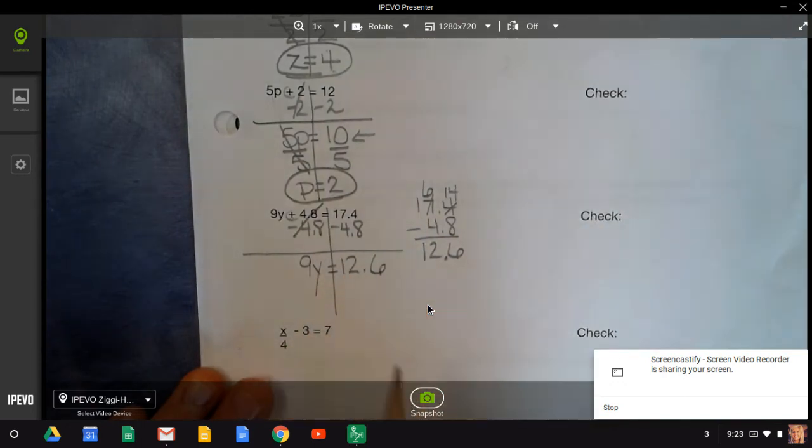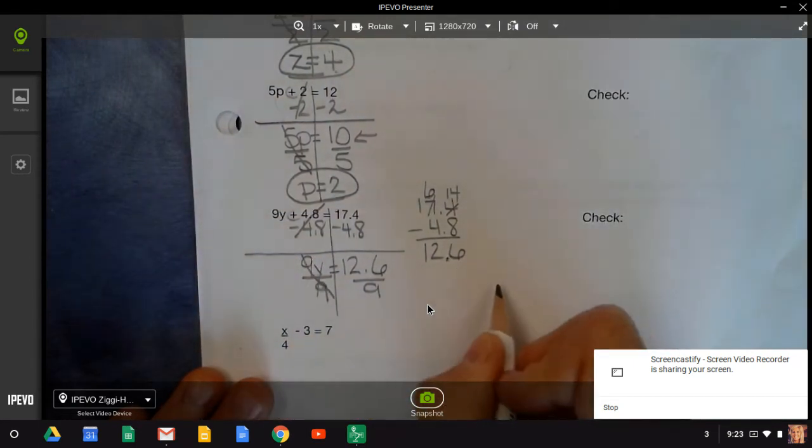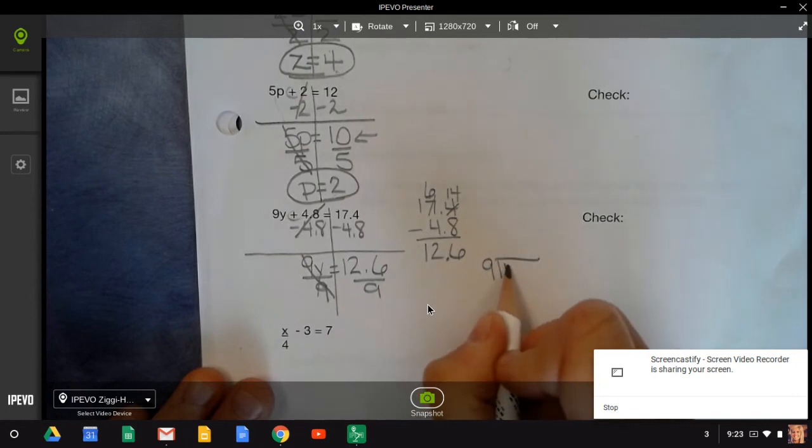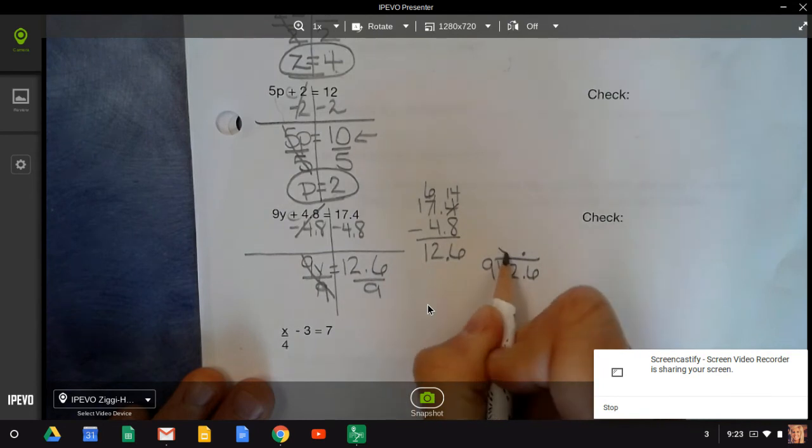The next step is to get y by itself, so we need to divide by 9. Okay, 9 goes into 12.6. Let's go ahead and do this work off to the side. Bring up your decimal. 9 goes into 1. Nope, it goes into 12 once.